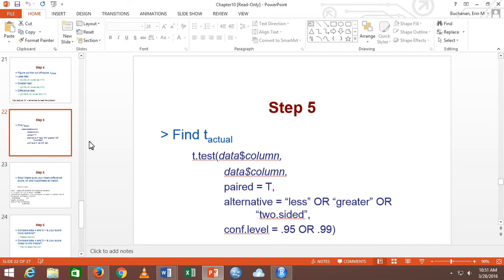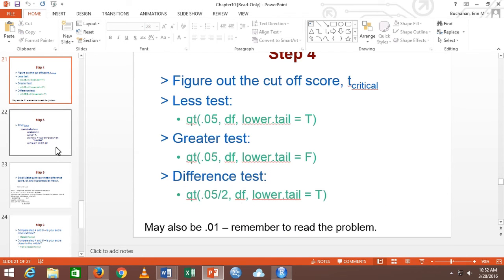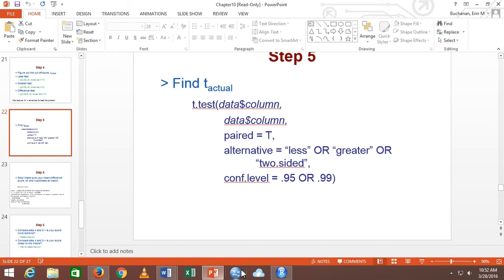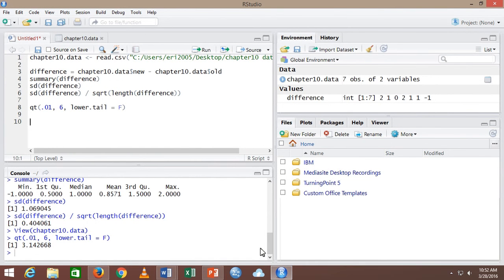Okay. Step 5 is where we're going to actually get T. Now you could do a single sample test on the difference scores, so you could use the code from last week. I went with the code that's actually for dependent T, because when we get to independent T, it'll match a little better. So we're going to do this type of code. Okay, but there's more than one way to run this test.